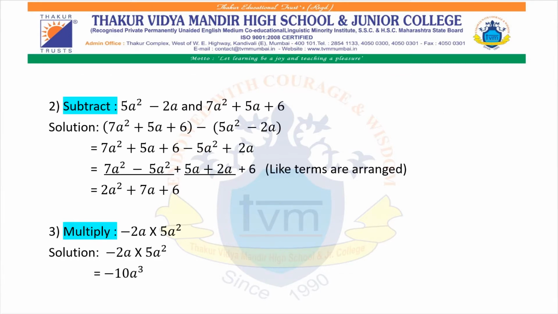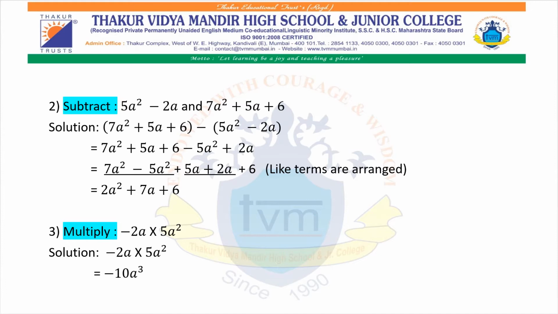Second example is of subtraction. So (7a square plus 5a plus 6) minus (5a square minus 2a). The solution is 7a square plus 5a plus 6 minus 5a square minus 2a. We have written it in the brackets. Now we are going to remove the brackets.